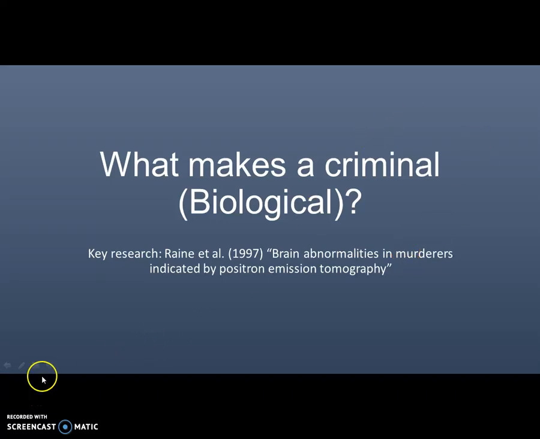Okay, welcome. The key research by Raine. So this fits into the biological area, and it is a biological or physiological explanation of criminality. So, brain abnormalities and murders indicated by positron emission tomography or PET scans. So before we start, we're essentially looking at a study where the PET scans show a difference between murderers versus non-murderers in the particular areas of their brain that show activation or not.